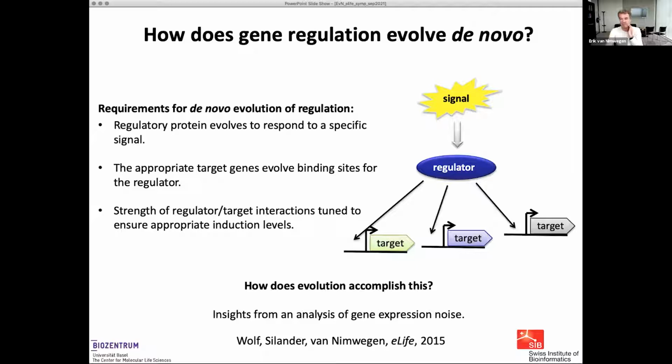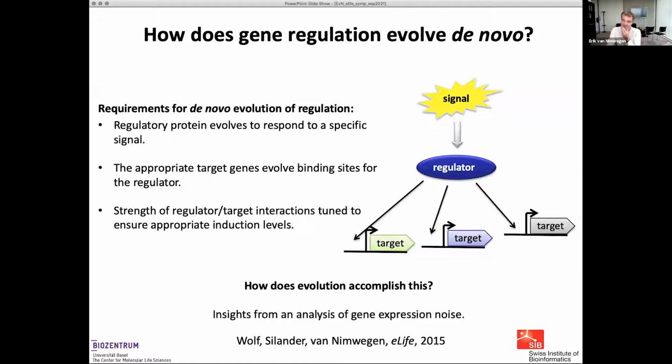So typically in bacteria, a transcription factor responds to some external signal and then up or down regulates a set of target genes by the appropriate amounts depending on the strength of the signal. But if you think about it, it seems that quite some things would have to happen in parallel in order to evolve such regulation de novo, right? So you need a regulatory protein to become responsive to the strength of a particular signal. And then all the appropriate target genes have to evolve binding sites for this regulator, and no other genes should. And then you also have to tune the strength of these target regulator interactions to lead to the appropriate induction levels. So you may ask, how does evolution accomplish this so readily?